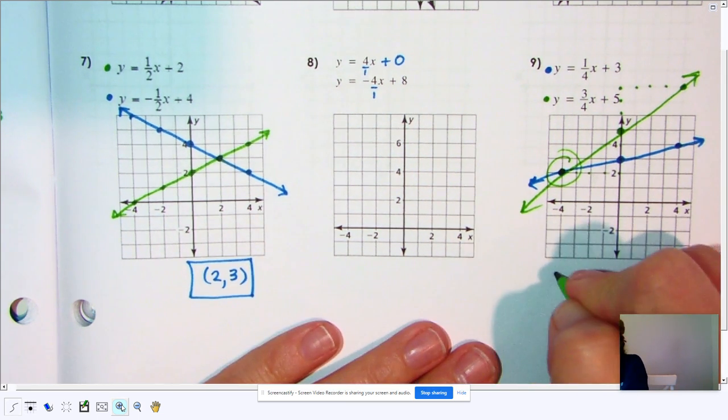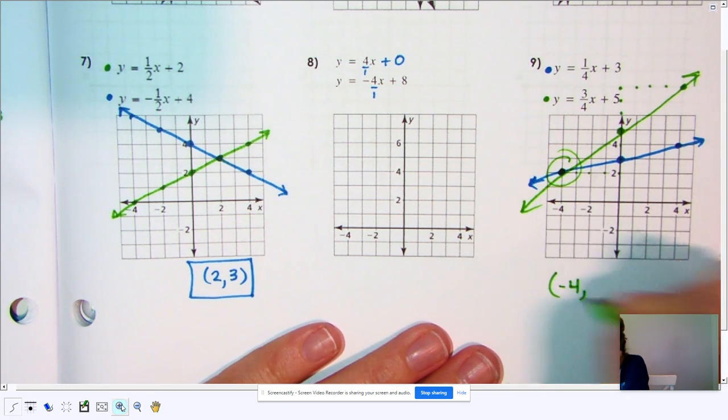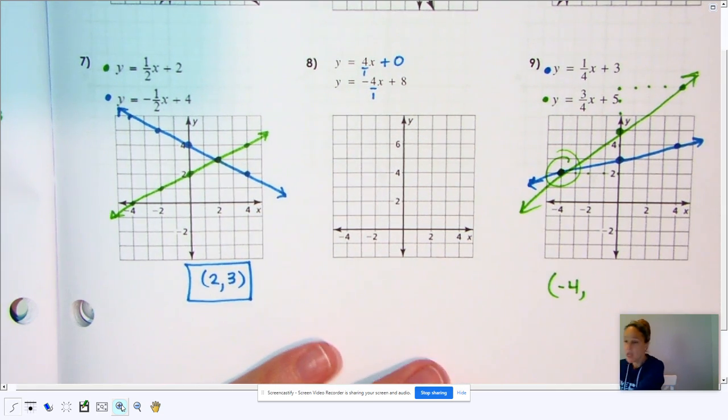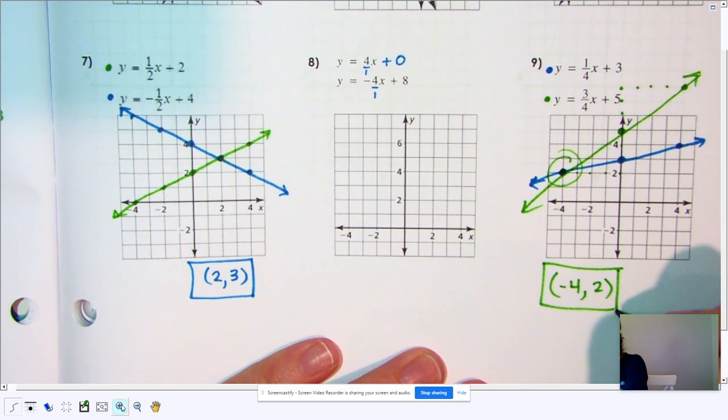Okay, so I'm going to do the ordered pair for that, which would be backwards 4 in the x direction. So we just say -4 when we go to the left. And then I went up by 2, so I'm going to do +2, and that is my answer.